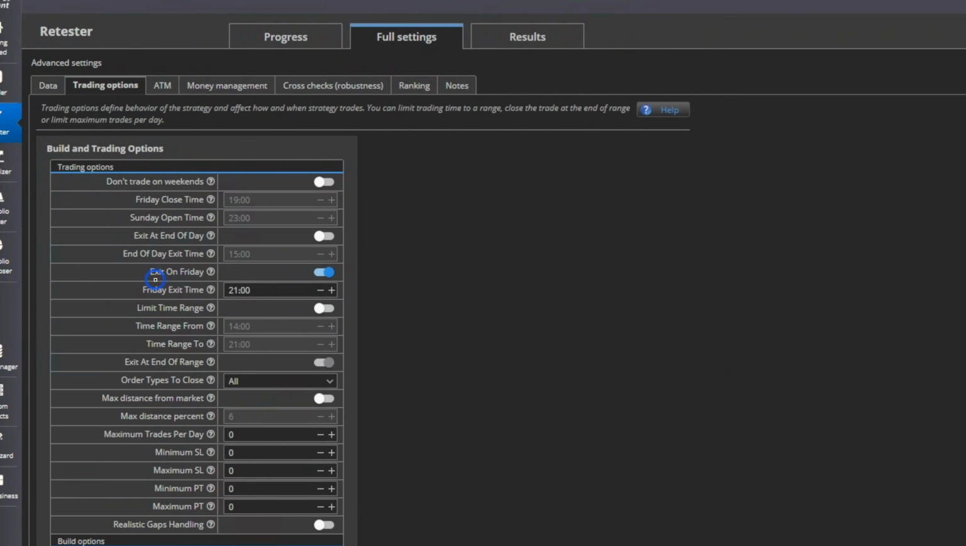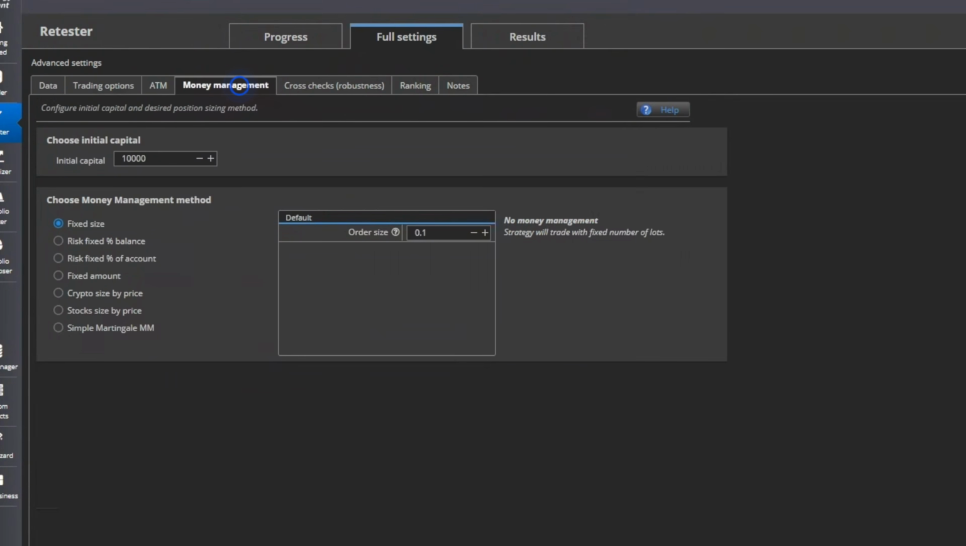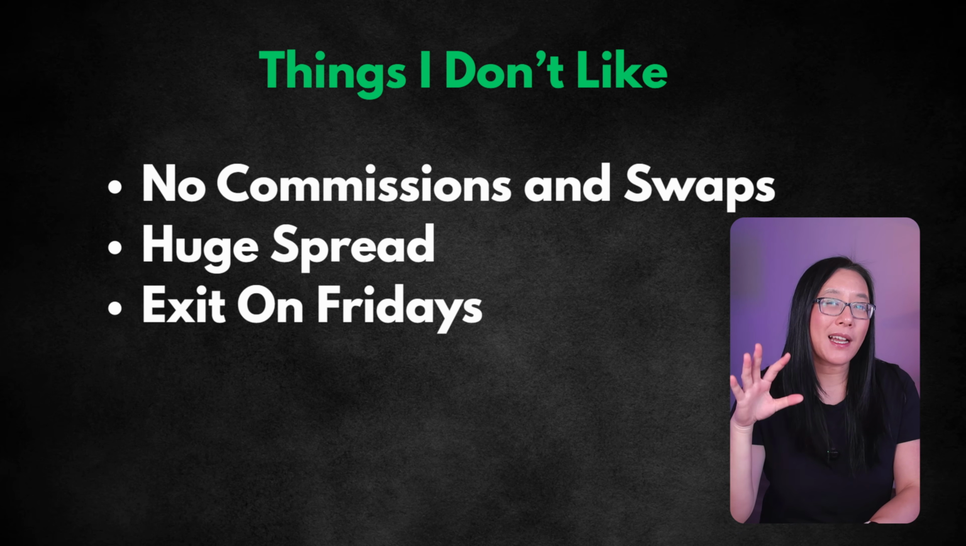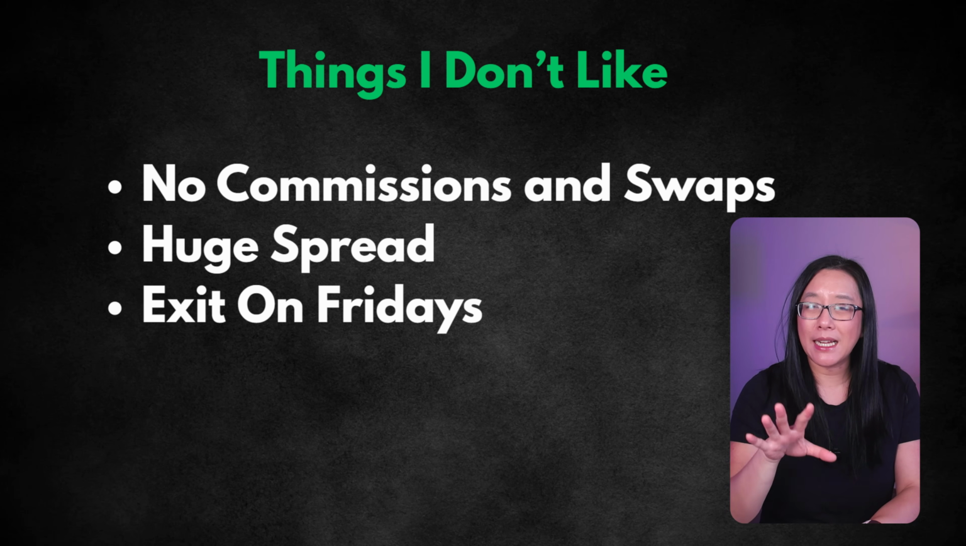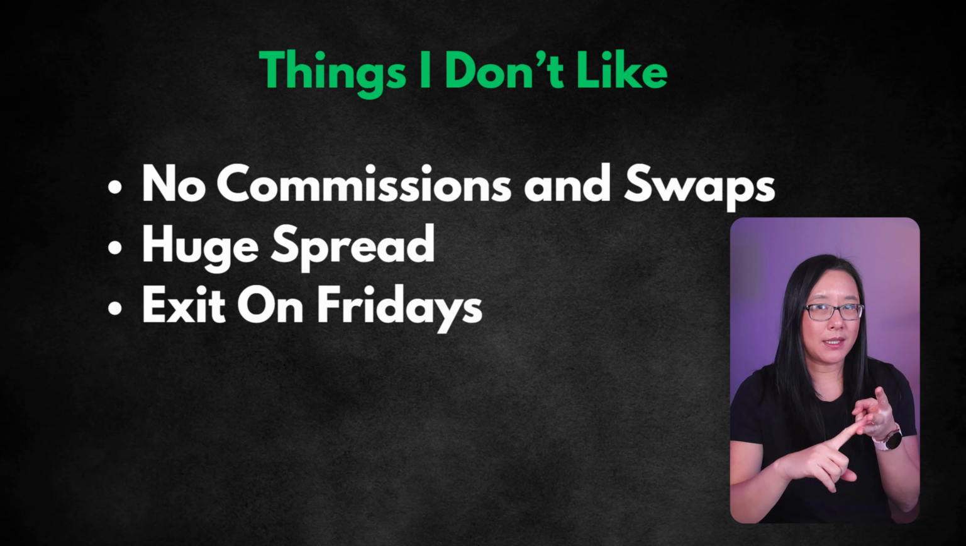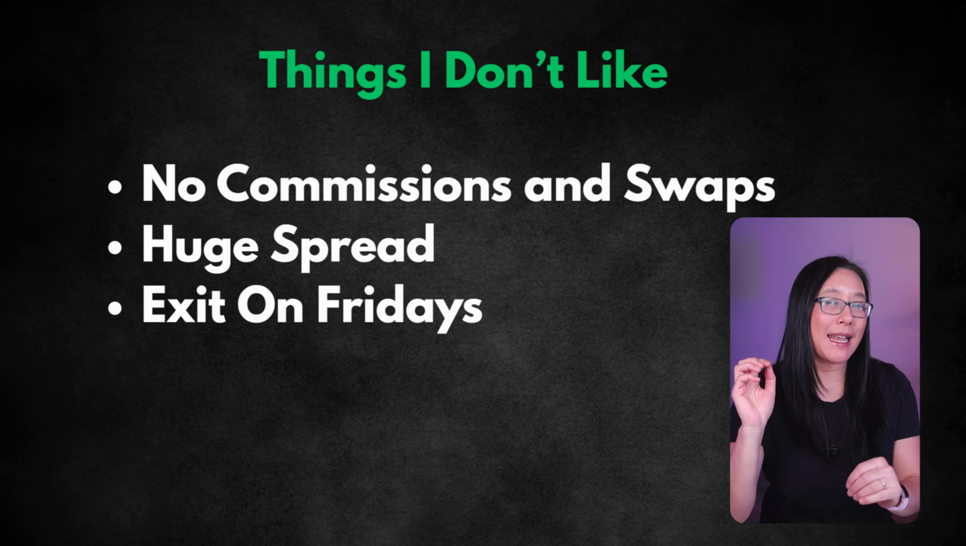Under trading options, I noticed that they're also exiting on Friday at 2100, which I personally am not a fan of. I'm okay having open trades over the weekend, but that's just a personal preference. In terms of money management, they're trading at 0.1, and for ranking, they want a profit factor of at least 1. So there are 3 things I don't like about the way that this particular strategy was developed. There are no commissions, no swaps, the spread is huge, and they exit on Fridays.